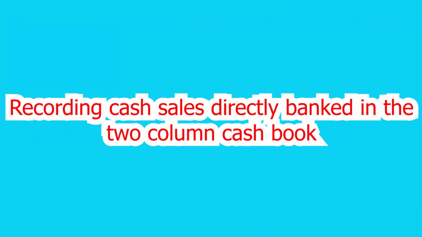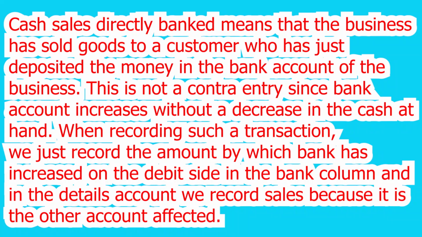Then let us look at recording cash sales directly banked in the 2-column cash book. Cash sales directly banked means that the business has sold goods to a customer who has just deposited the money in the bank account of the business. This is not a contra entry, since the bank account increases without a reduction in the cash at hand. When recording such a transaction, we just record the amount by which the bank has increased on the debit side in the bank column, and in the details column we record sales because it is the other account affected.